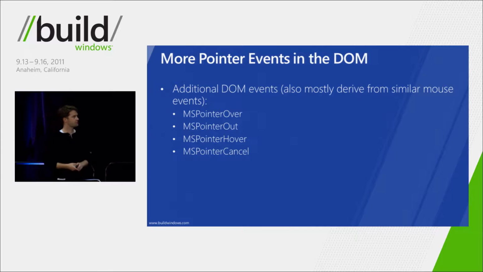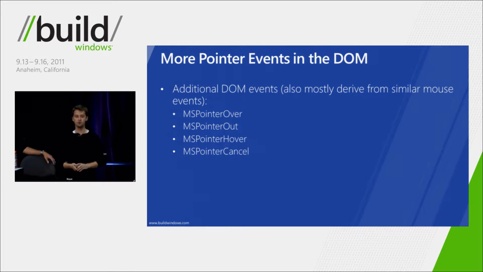There's some other events as well. If you're familiar with onmouseover and onmouseout, the same thing happens for pointer. So I put a finger down and drag across an element. When I enter the element, I'll get a pointer over event. When I leave the element, I get pointer out. MS Pointer Hover is a lot like MS Pointer Move, but for hovering contacts. So if I have a mouse and no buttons are down, we'll be generating MS Pointer Hover events. If I've got my pen and I'm hovering above the screen, you get hover events.